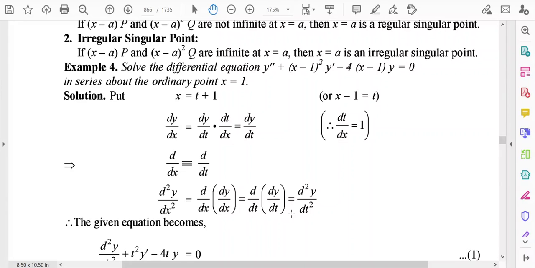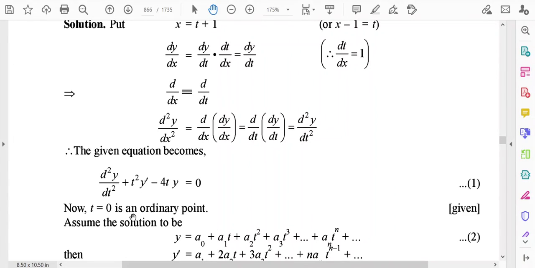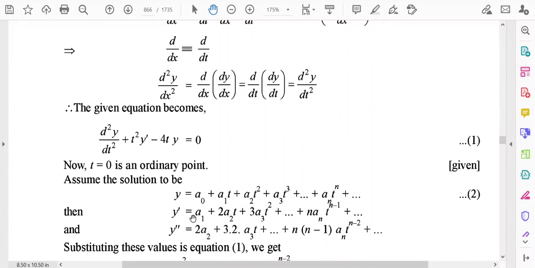So actually what we have done, we have just converted the given differential equation in terms of t, and we have assumed that x minus 1 is equal to t. So after this conversion of the given differential equation, this equation can be expressed in this way, that is d square y by dt square plus t square y prime minus 4t into y is equal to 0, and clearly t is equal to 0 is an ordinary point. Now what we will do, we will solve the equation, and just like the previous process, at first we will assume that y is equal to a0 plus a1 t plus a2 t square and so on. Here you see that the series has been expressed in terms of t, as we have converted the given differential equation with respect to t.